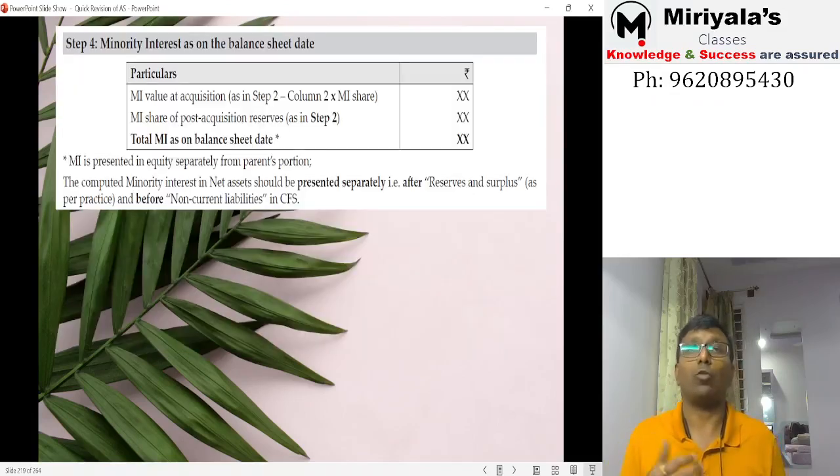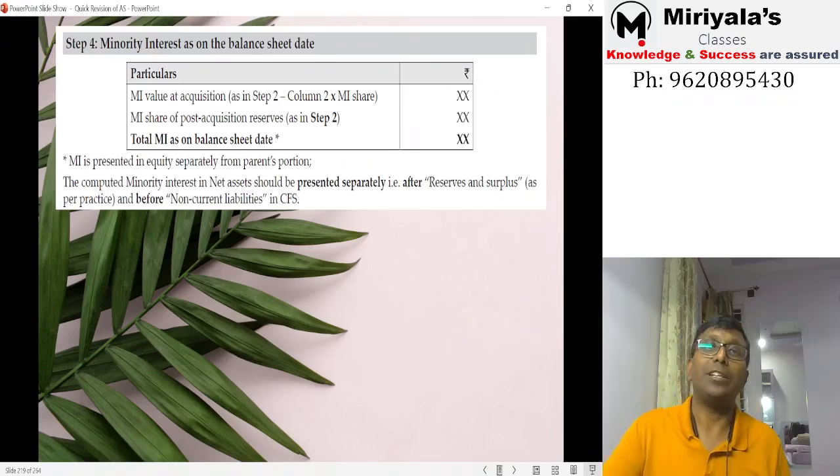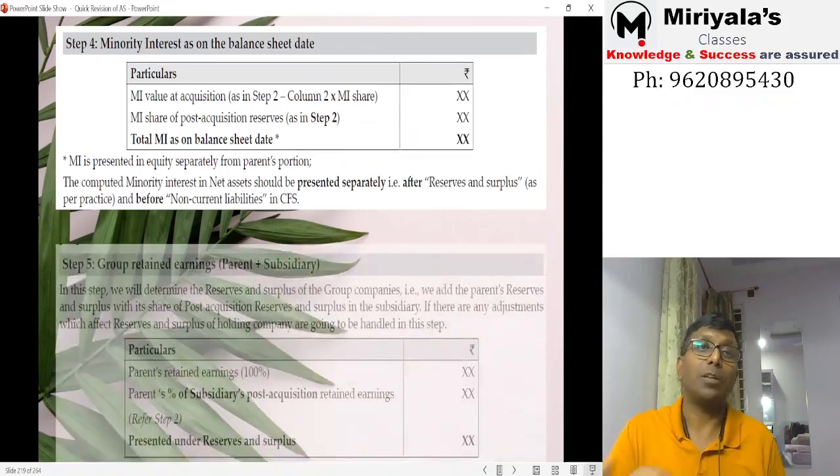Step number 4, minority interest calculation. Minority interest as on today is the total net assets of the subsidiary, of which 20% should go to minority interest. So it is the net assets as on the date of acquisition into percentage of minority, and post acquisition profits also into percentage of minority, you should apply. That total is nothing but minority interest as on the balance sheet date. Where do you present the minority interest? Minority interest will be presented after reserves and surplus and just before the non-current liabilities.